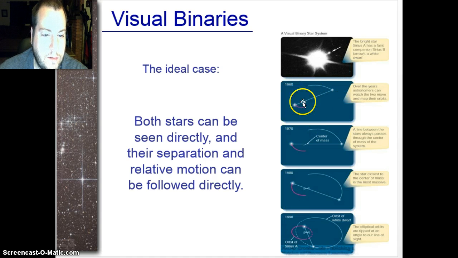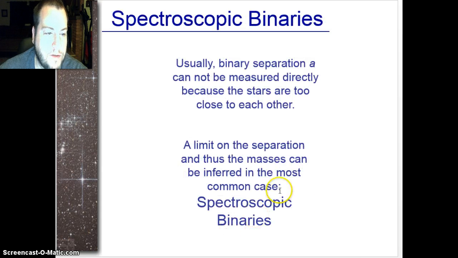Now, over the years, astronomers can watch these two move and map their orbits. So this purple line is going to map the orbit of Sirius A, and this white line maps the orbit of Sirius B. By the time we get from 1960 to 1970, we've determined the center of mass, and by the time we get to 1990, we know the orbit of these two stars.